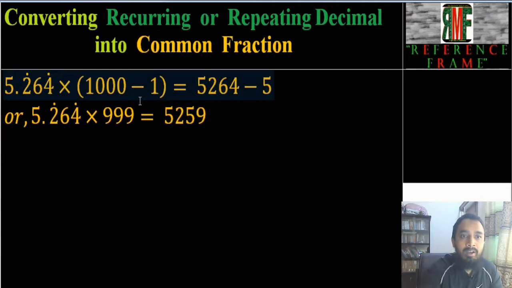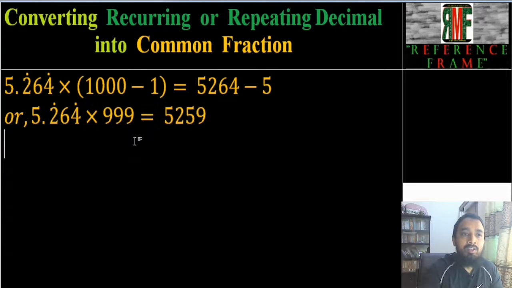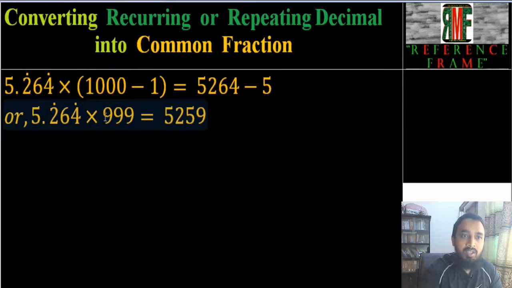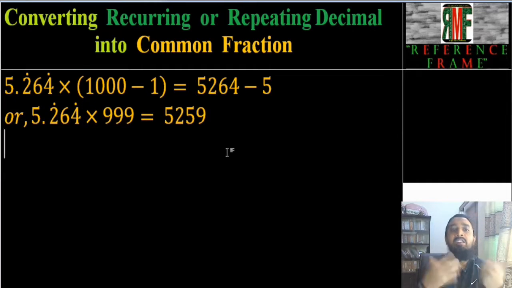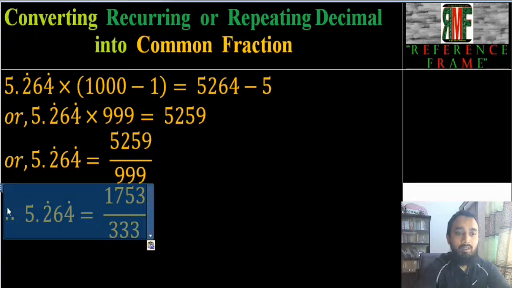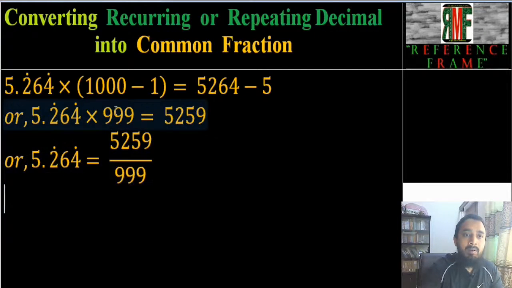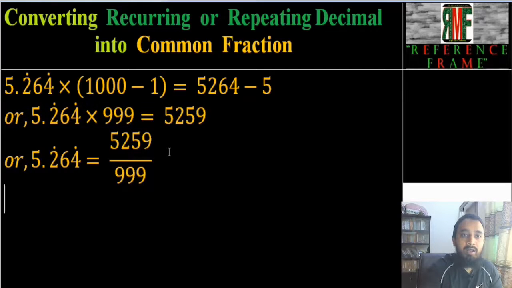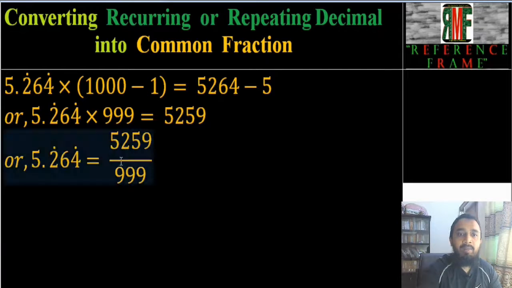Look, 1000 minus 1 is going to be 999. We shift 999 onto the right hand side, because we need to find the value of this one only. Since it is in multiplication form, when shifted to the right hand side it will be a division, in the denominator. Now we are in common fraction form where the numerator is 5259, because 5264 minus 5 gives 5259, divided by 999.